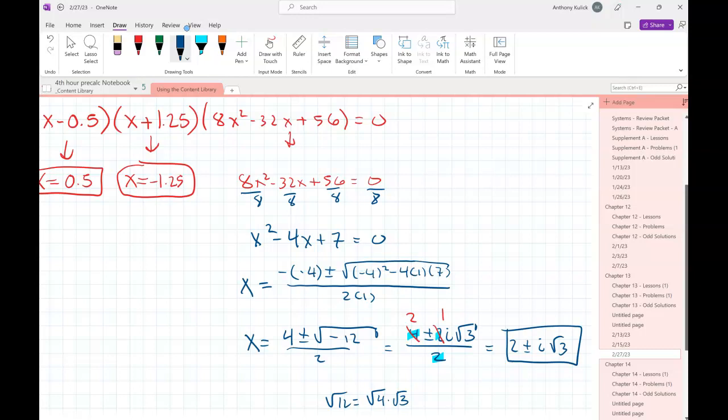How many solutions was I supposed to get? 4. How many do you see? There are 4. There's one here. Second one's here. Yeah, because of the plus or minus, solutions 3 and 4 are written together: 2 plus I root 3 and then 2 minus I root 3. Everybody feel okay there?